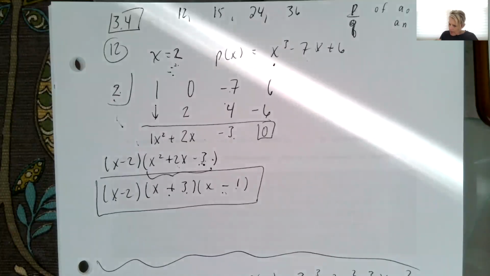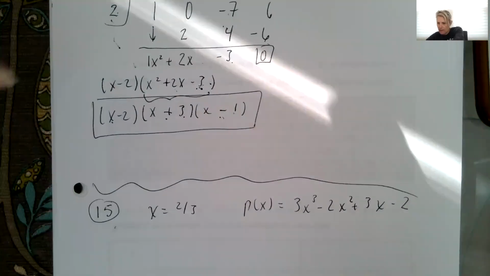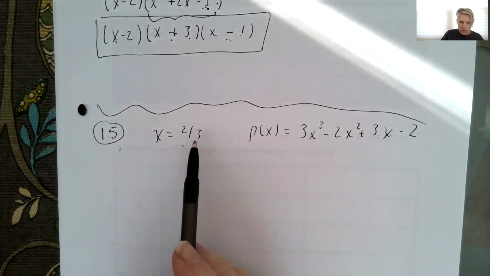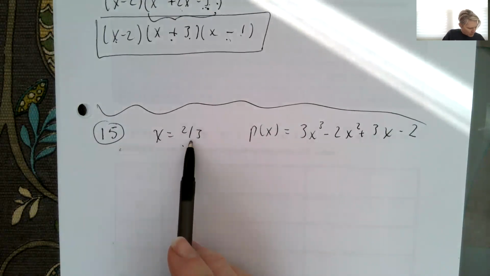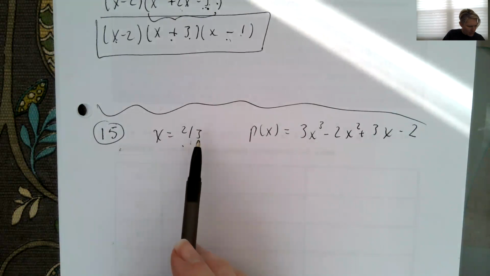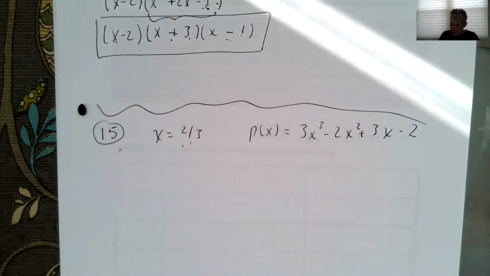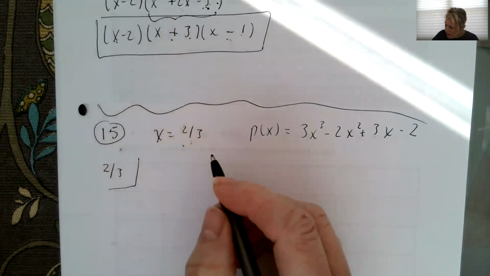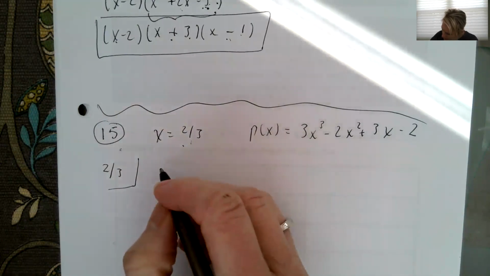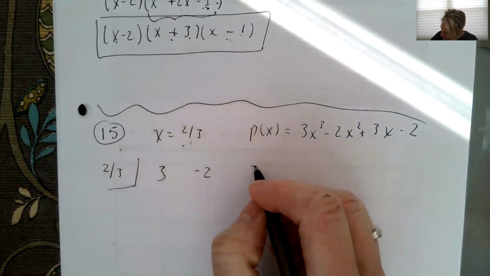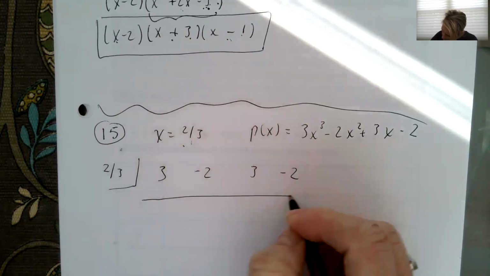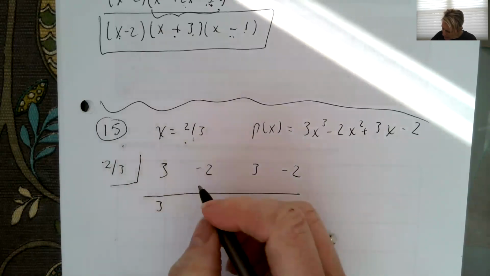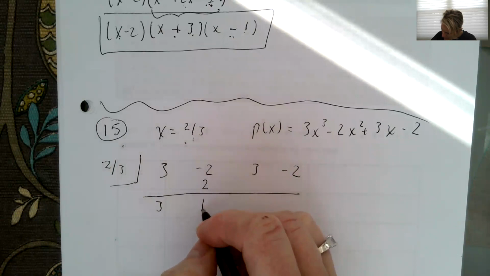Okay, I'd like to do number 15. Number 15 is asking us to do the same, to show that 2/3 is a zero of the polynomial, and then factor the rest. So for 2/3, I'm again going to use synthetic division. So we have 3, a -2, 3, and a -2. So when I multiply 2/3 times 3, I get 2. And I add these, I get 0.